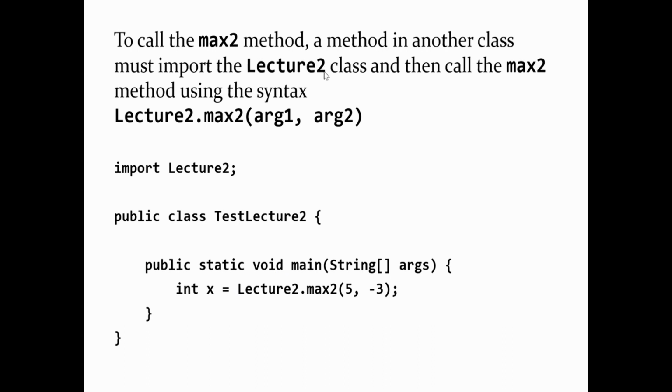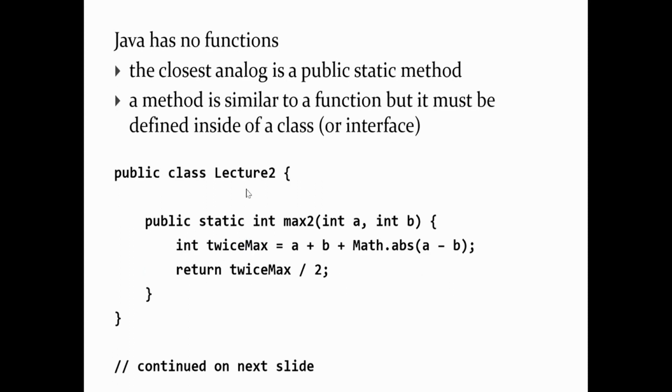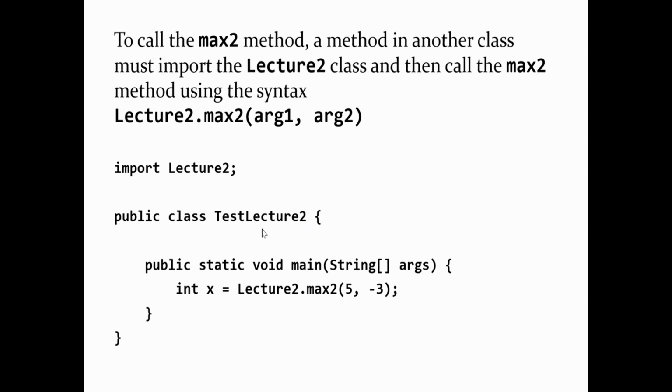Okay, to call max2, a method in another class. Now remember, methods in Java live in classes, right? So I can make a separate class. So here's test lecture 2, right? Back here, the max2 method is in the class lecture 2. Here I've got a second class called test lecture 2, right?